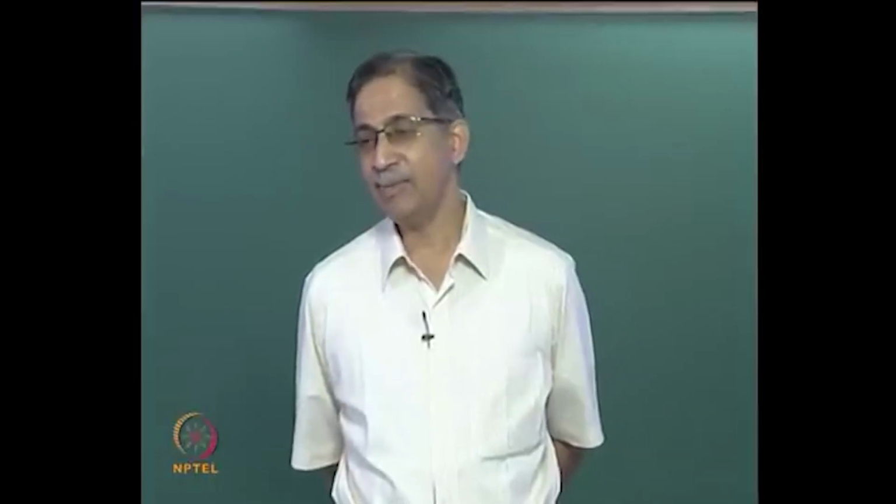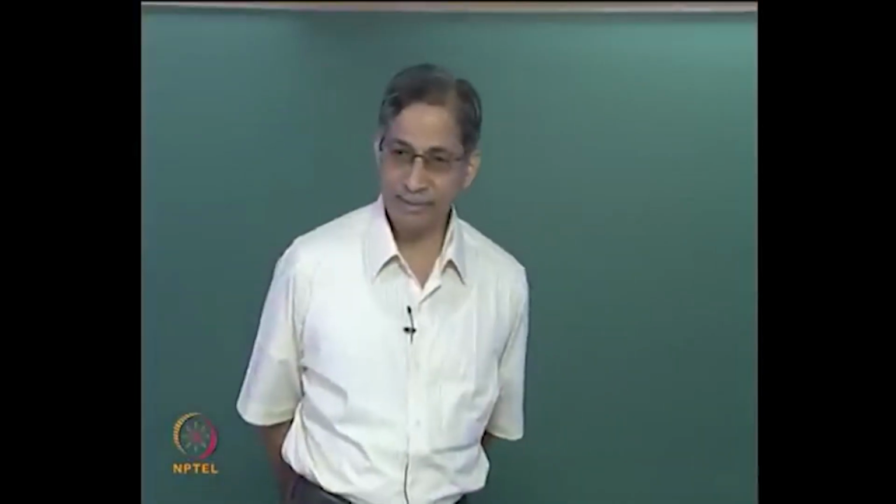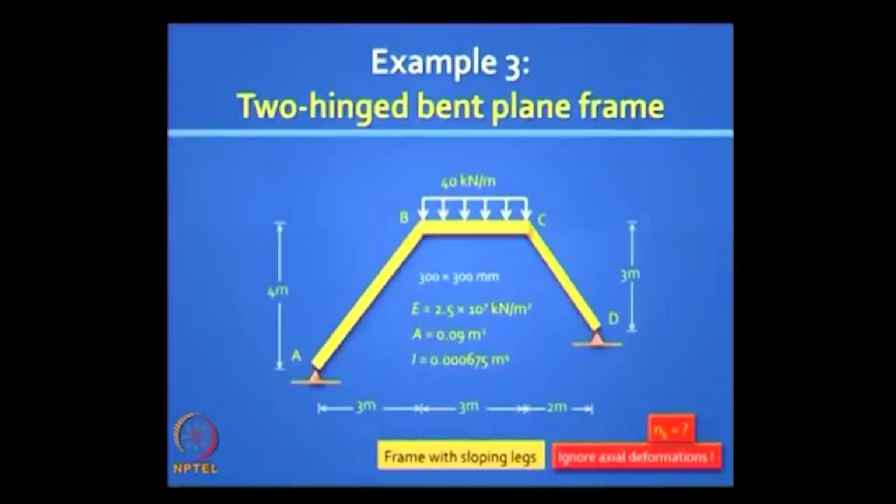But we've done this problem by the conventional stiffness method. There the degree of kinematic indeterminacy was at B and C you had each 3 degrees of freedom, 3 plus 3. You also had a rotation at A and D, it was 8. So we are reducing 8 to 3, but we are ignoring axial deformations. Okay, that's a major reduction.